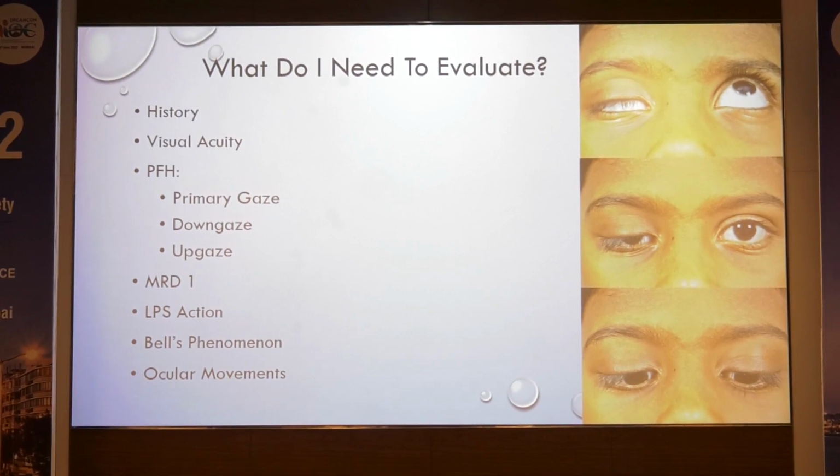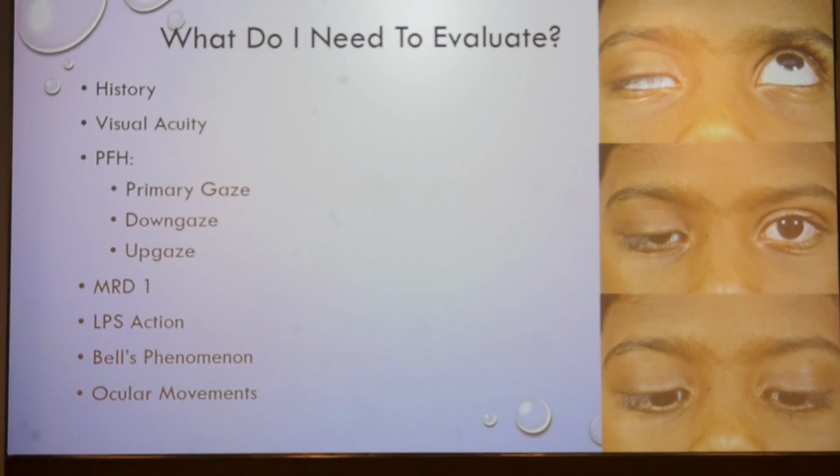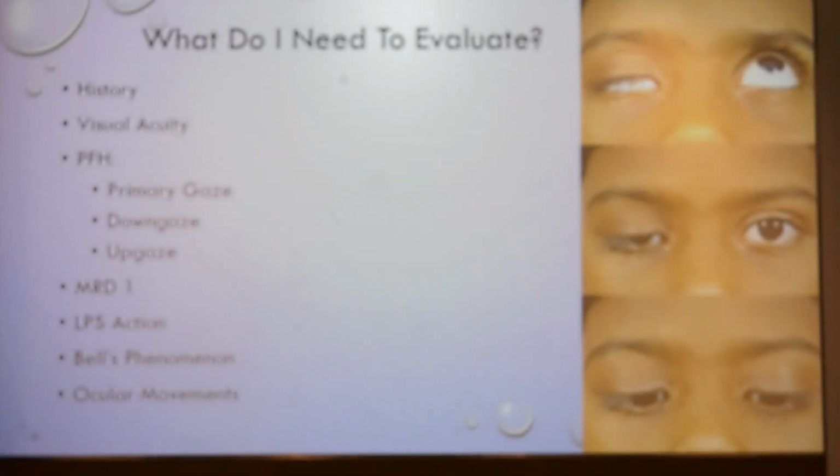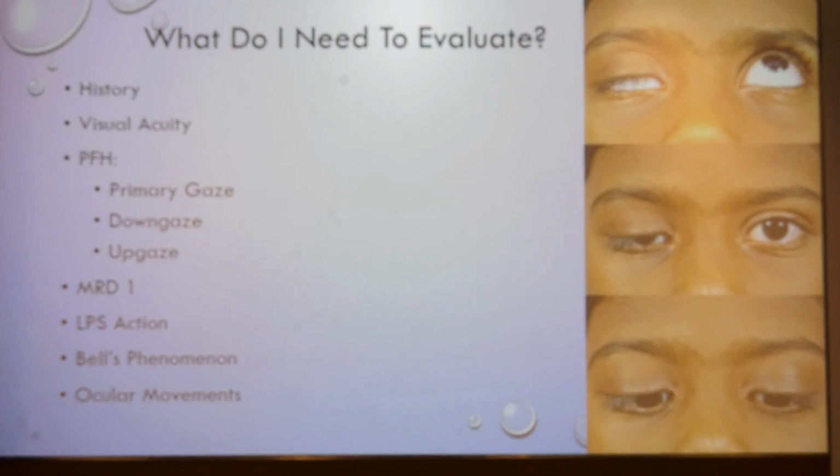So what do I need to evaluate when I see any patient? First thing starts with history, because we need to confirm if it is really congenital or if there is something else coming in as the etiology. Visual acuity appropriate for the age is very important to rule out any amblyopia. Primary gaze will give some idea about the ptosis, whether it is mild, moderate, or severe, and that is going to help us in deciding if we need to go ahead with management.